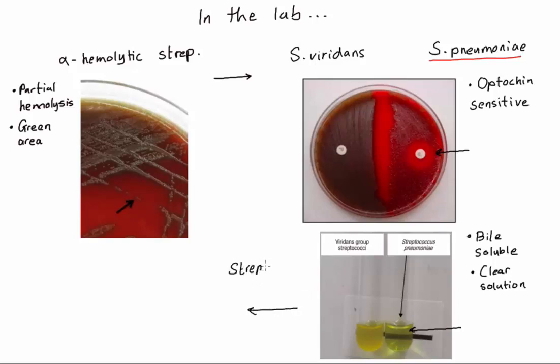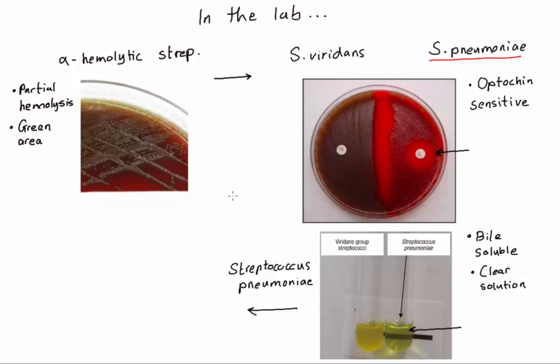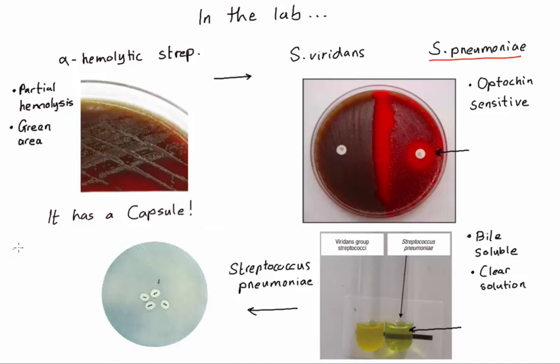There's a third test we can do on strep pneumonia, and it's based on the fact that strep pneumonia has a capsule, and this is very important to remember. And it's called the Quellung test, or the Quellung reaction. So basically the Quellung reaction shows, one, that strep pneumonia has a capsule, and secondly, it's actually used for serotyping.